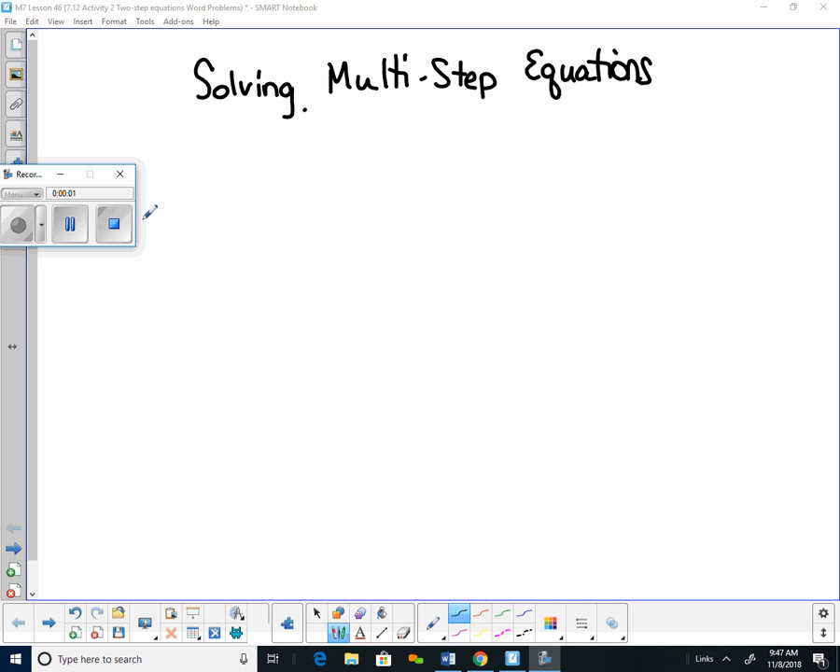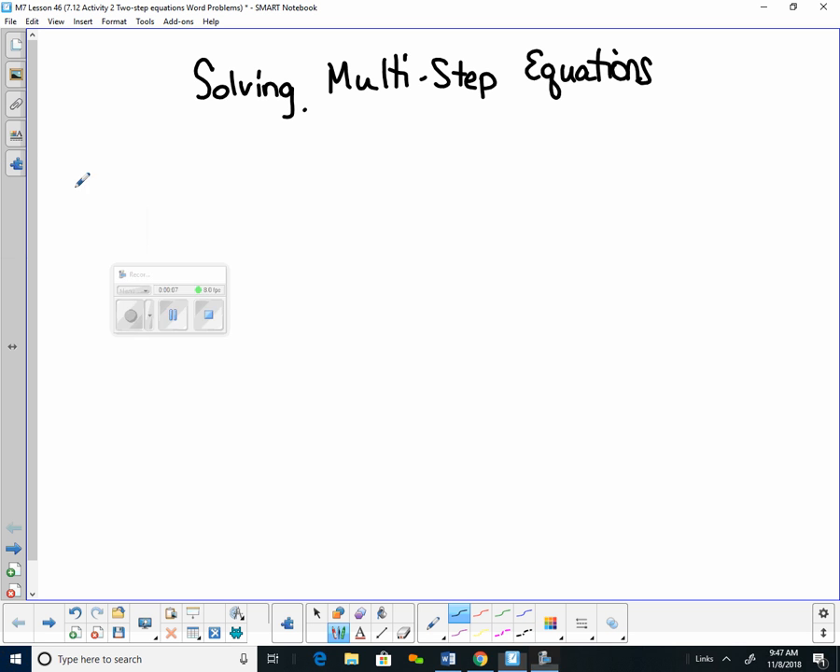Okay, today we're going to finish up with solving multi-step equations. Now, a couple of us are getting a little confused about what we need to do first. Well, when you look at an equation, let's say we have something like this, okay? We still want to do the same steps. We want to find our variable.